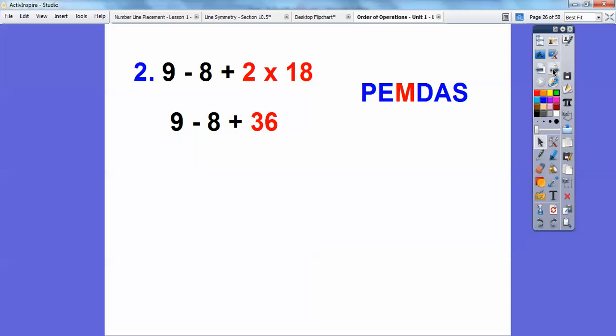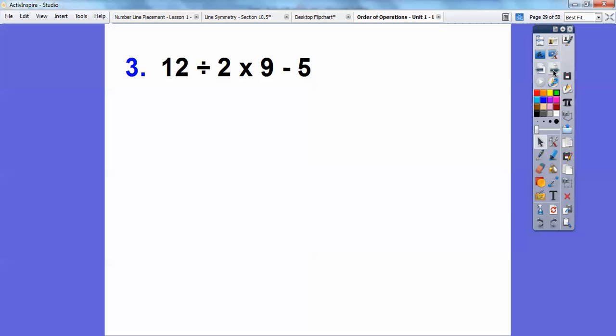So the first thing I'm going to do is the multiplication, because multiplication comes before the subtraction right here and the addition right there. So I can't do this subtraction or addition yet. I've got to do the multiplication. 2 times 18 is 36. Now there's just addition and subtraction, so reading it from left to right, I do the subtraction first, and then the addition, so I get 37 on that one. Okay, I would pause it and try this guy right here.